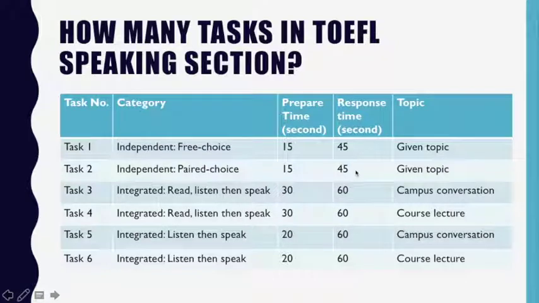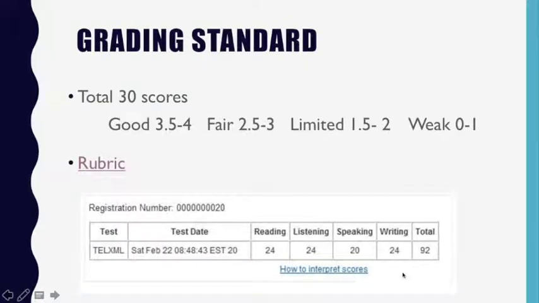For Task 5 and 6, you will be required to listen to a conversation or lecture, prepare your answers for 20 seconds, then respond within 60 seconds. We will introduce each one of them in detail in our following lessons.